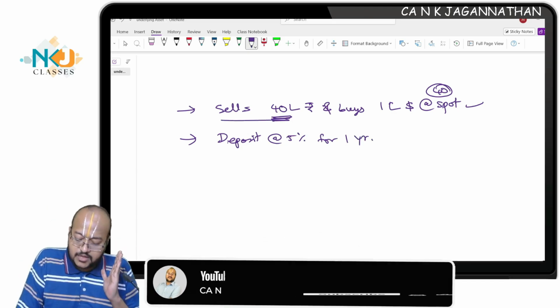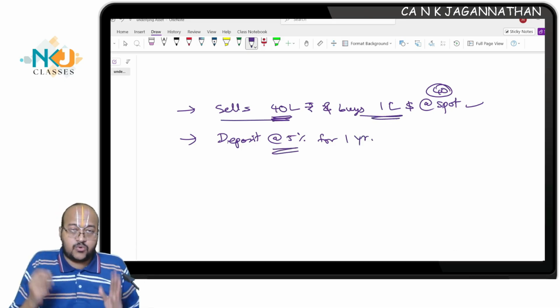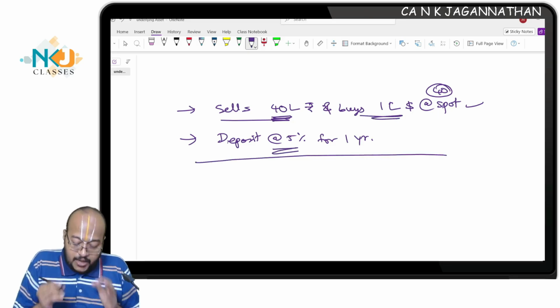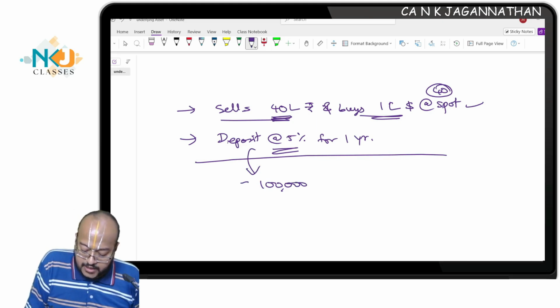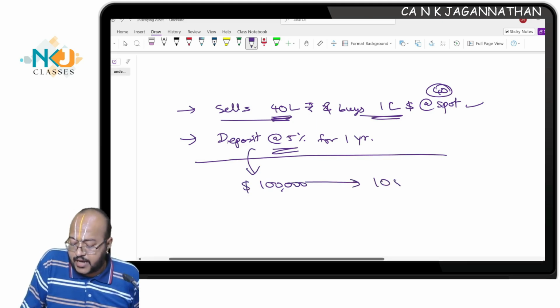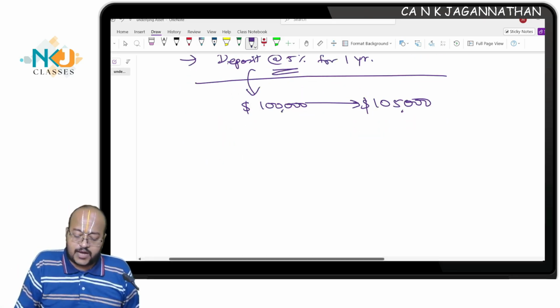So today he sells the rupee, buys 1 lakh dollar, deposits at 5% in the money market, then goes to sleep. After 1 year, what happens? This deposit amount will mature. So the 1 lakh dollar will mature to 1,05,000 after 1 year, because of the 5% interest rate. It will mature to $1,05,000.